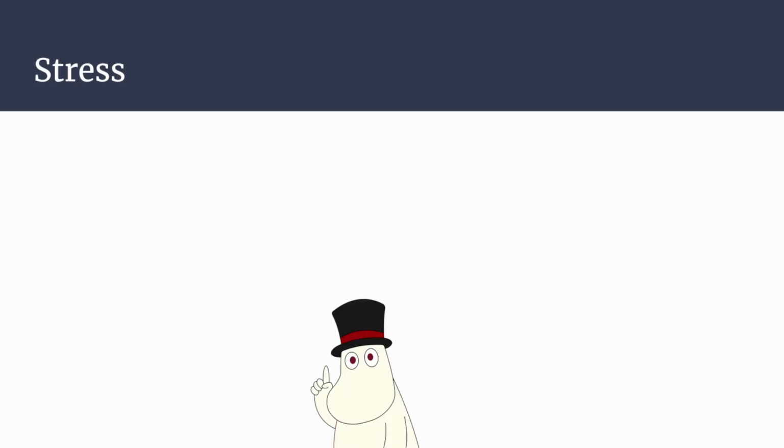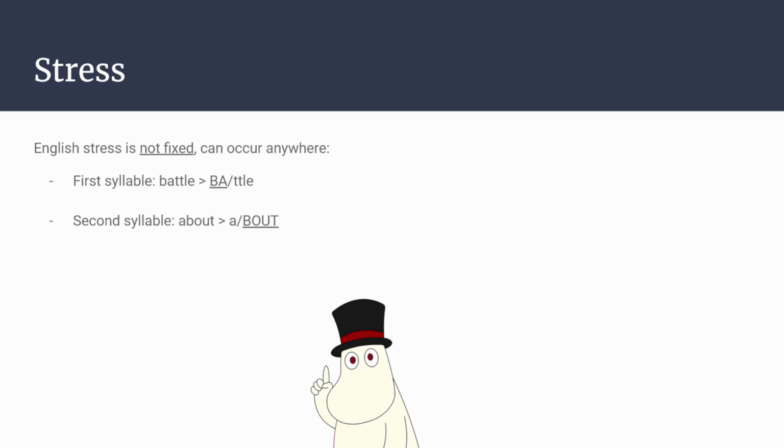Moving on to our next point here, stress. So in English, stress is not fixed. It can occur anywhere in a word, in any position on any syllable. So if we look at a few examples here, you can have stress on the first syllable, so battle. The ba is stressed here, it's the hard syllable, battle. Or on the second syllable, about. Or anywhere else in the word really. So if we look at a really long example where you have it on the third syllable, international, right?